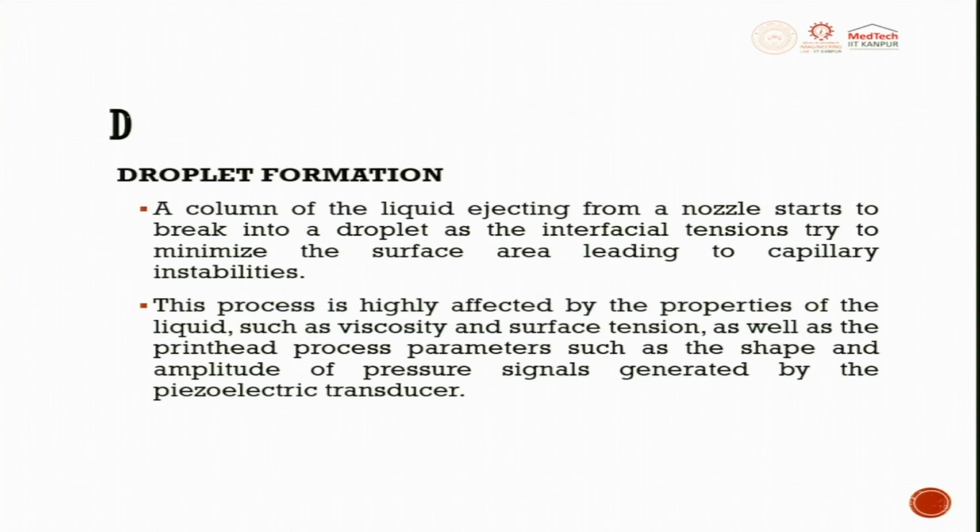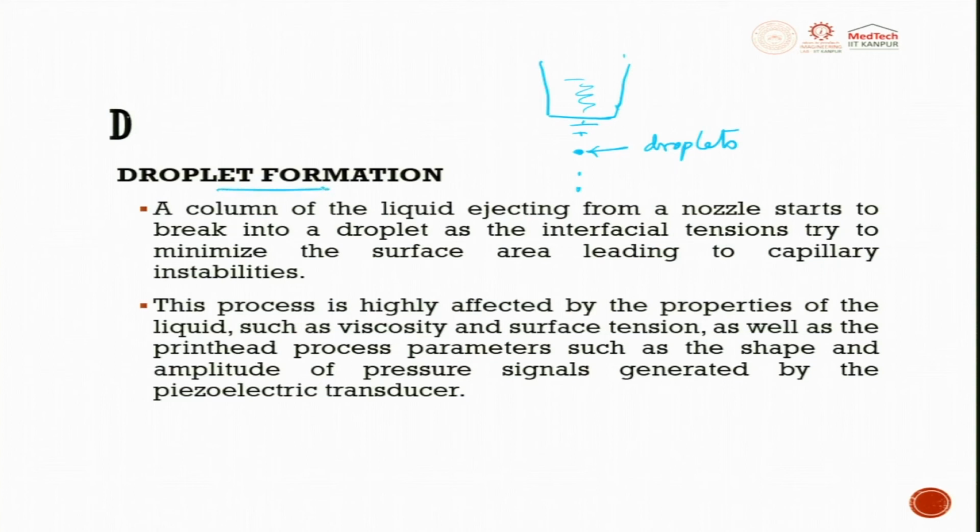Droplet formation. The column of liquid ejected from the nozzle starts to break down into droplets. Say for example, a liquid comes out of the nozzle, then what is ejecting from the nozzle starts to break down into droplets. So these are all droplets. It breaks down into droplets as the interfacial tension tries to minimize the surface area, leading to capillary instability.